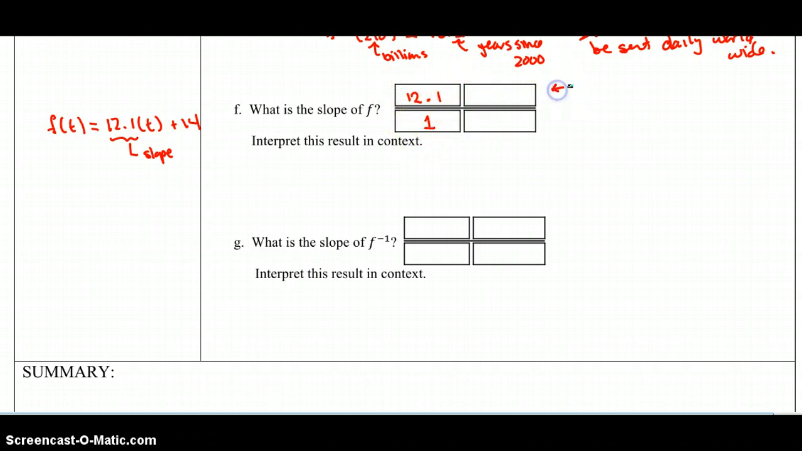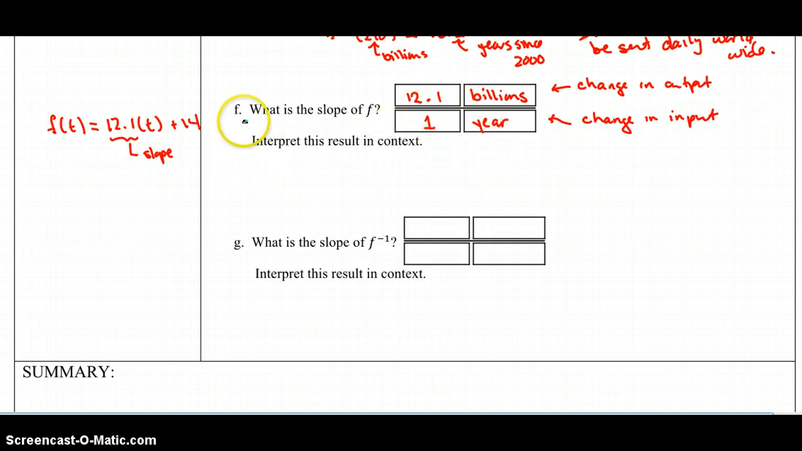But that gives us a change in output in the numerator and a change in input in the denominator. And so our units here, output was in billions of worldwide emails sent daily, and our input was in years since 2000. Okay, so if we interpret this result in context, we always start talking about the input variable as we change, what happens to the output or response variable.